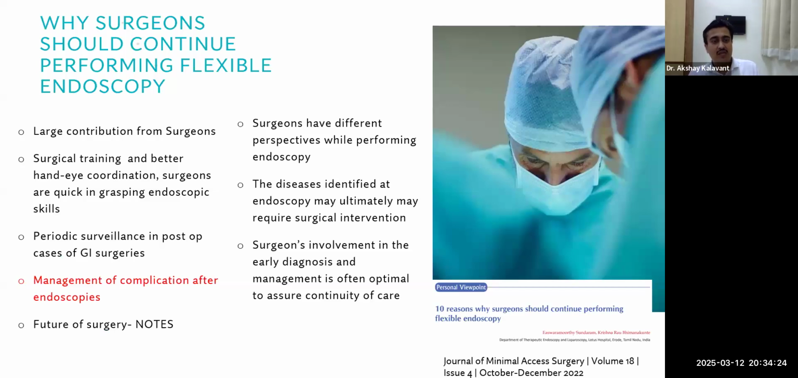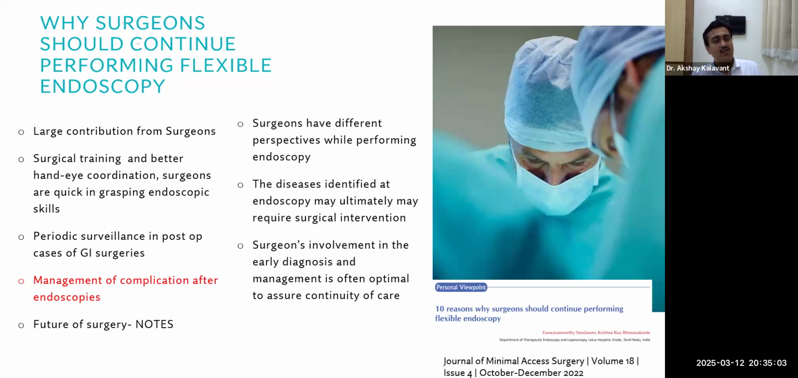Now, the first slide I would like to talk about is why surgeons should continue performing flexible endoscopy. I have used the word continue because there has been immense contribution from surgeons in the field of endoscopy, and slowly over the period it has been seen, not only in our country but even the American Association of Gastrointestinal Surgeons, that the training for their residents is slightly declining. They are worried that if some interventional endoscopy has to be done, there will not be many surgeons who have been trained, because slowly the field has been taken up by medical gastroenterology.